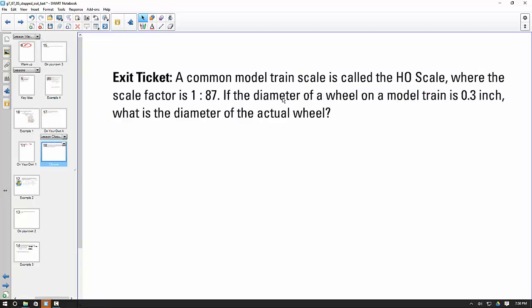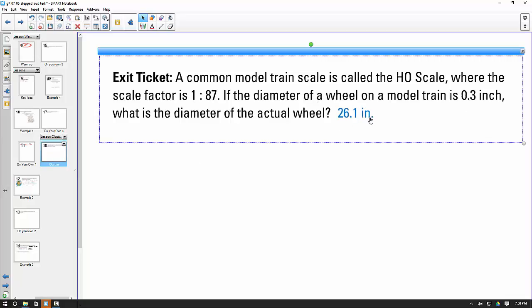All right, and the very last one is, so imagine that I have my scale factor, which is 1 to 87, and it says that the model train is 0.3 inches. So I'm going to take 1 times 0.3, and then 87 times 0.3. And when I do that, I'm going to get 26.1, because 87 times 0.3 is 26.1. And that's the lesson.